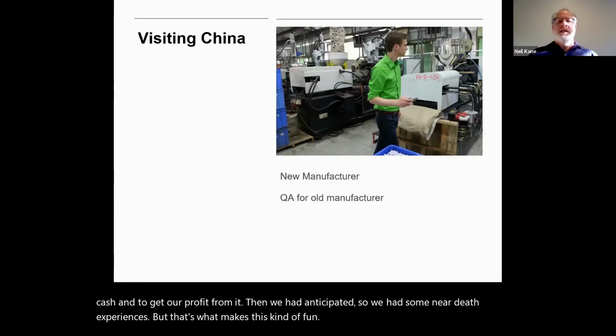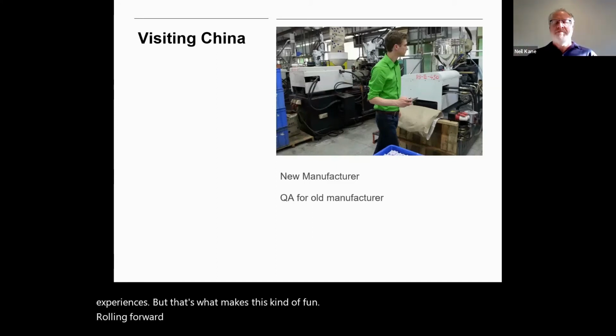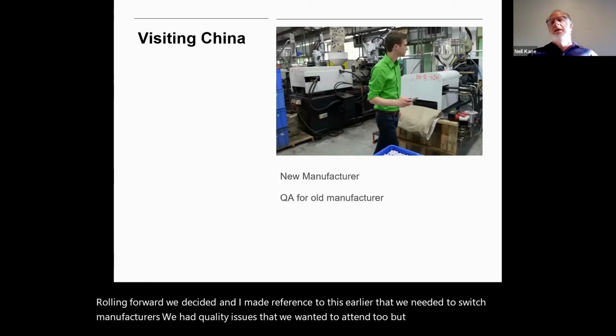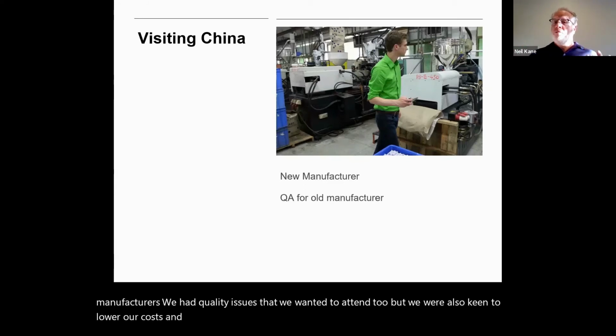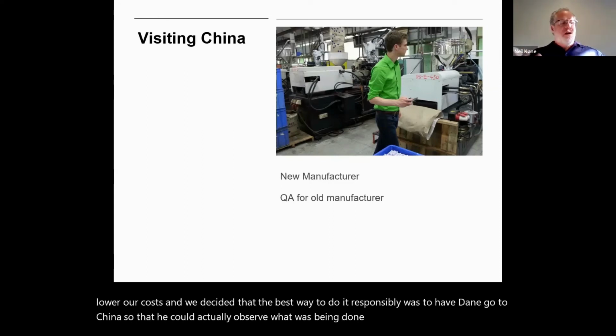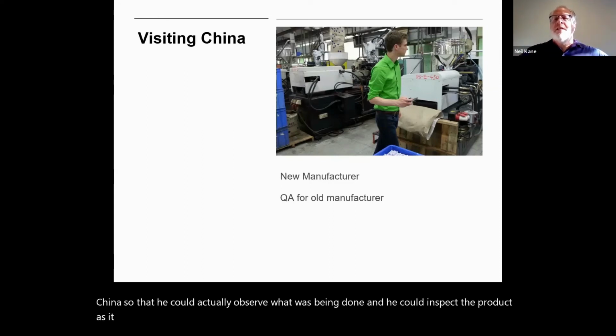Rolling forward, we decided, and I made reference to this earlier, that we needed to switch manufacturers. We had quality issues that we wanted to attend to, but we were also keen to lower our costs, and we decided that the best way to do it responsibly was to have Dane go to China so that he could actually observe what was being done and inspect the product as it was coming off the manufacturing line before it was shipped to us in Chicago.